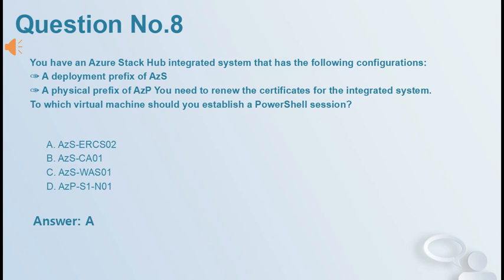You have an Azure Stack Hub integrated system that has the following configurations. A deployment prefix of AZS. A physical prefix of AZP. You need to renew the certificates for the integrated system. To which virtual machine should you establish a PowerShell session? A. AZS-ERCS02. B. AZS-CA01. C. AZS-WAS01. D. AZP-S1N01. Answer: A.